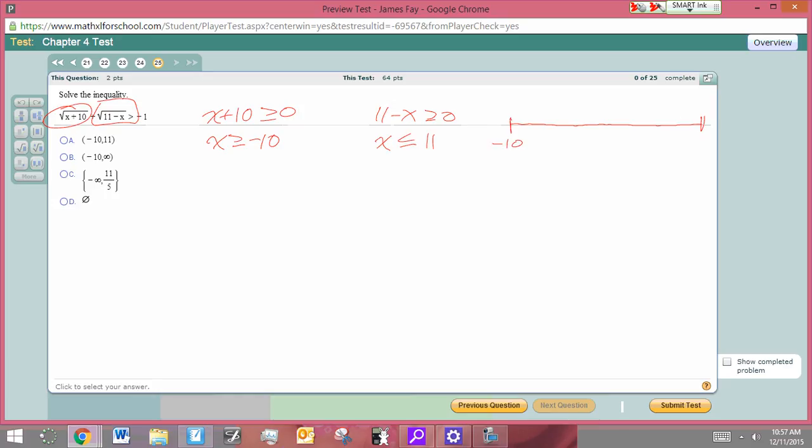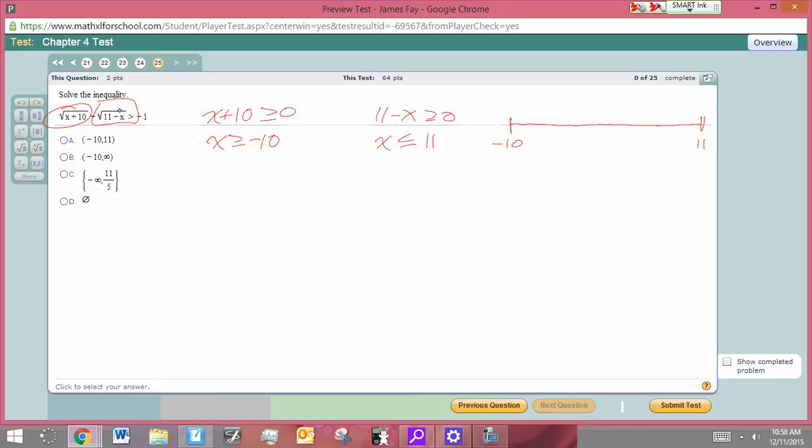Negative 10 and 11. And on my number line, x can only be those values, between those. Now, we might be able to narrow it down, and that's what the next algebra is going to do, is see if we can narrow down. Maybe it's only between negative 8 and 11, or maybe it's only between negative 10 and 6, or something like that. So we have to do further algebra here to find some more points up here.